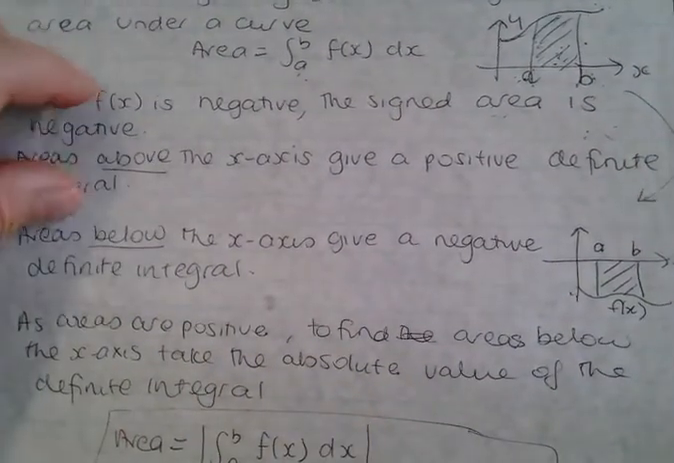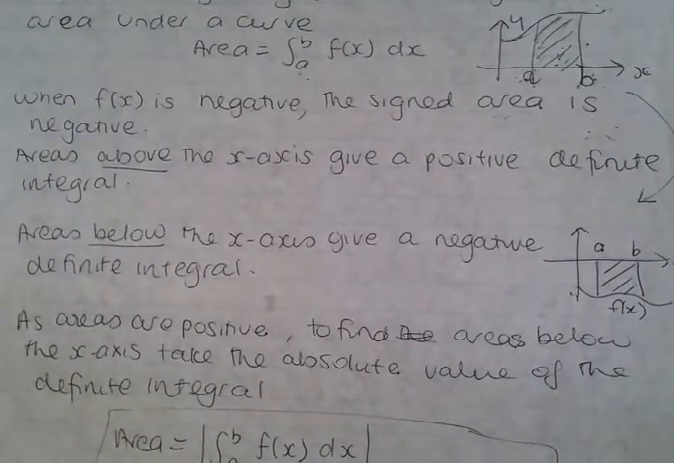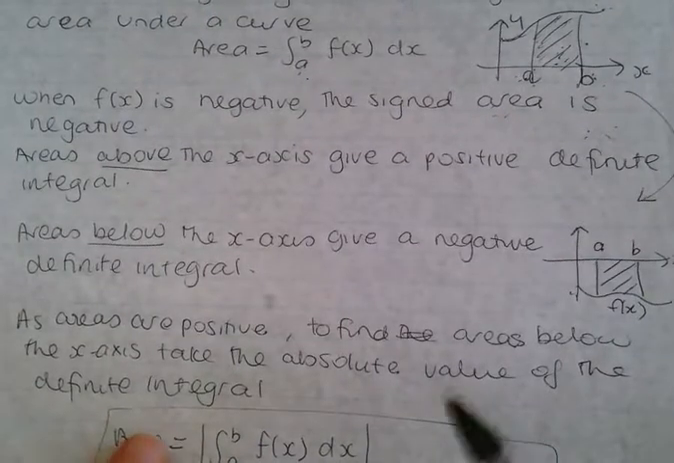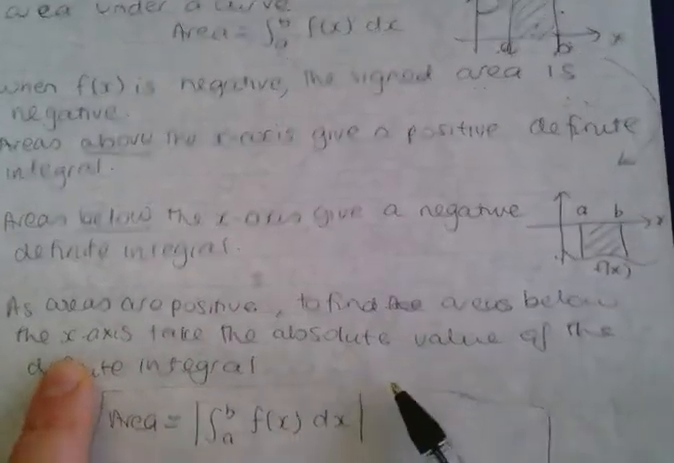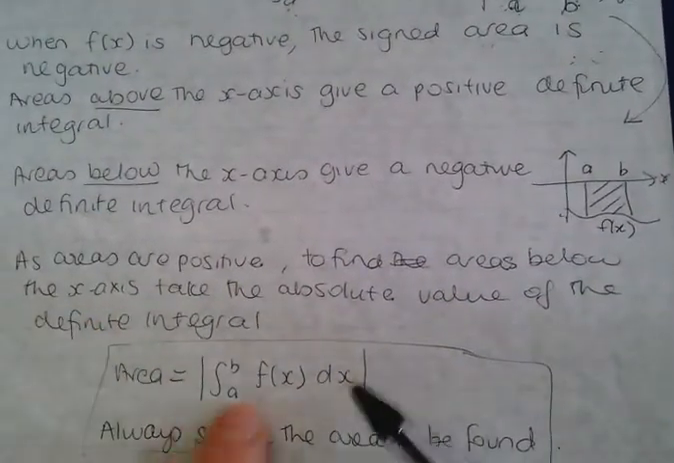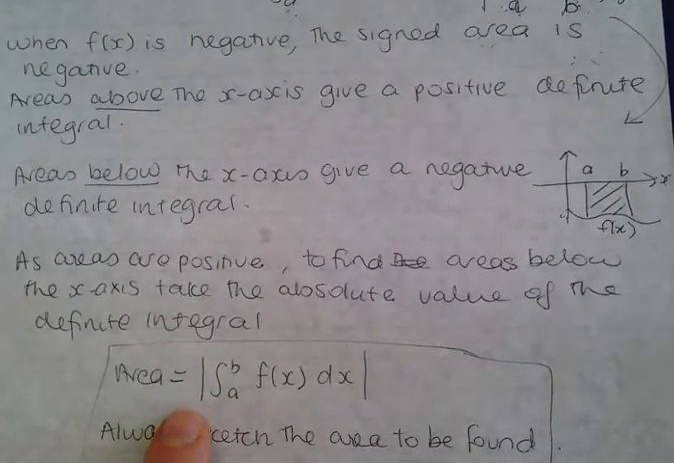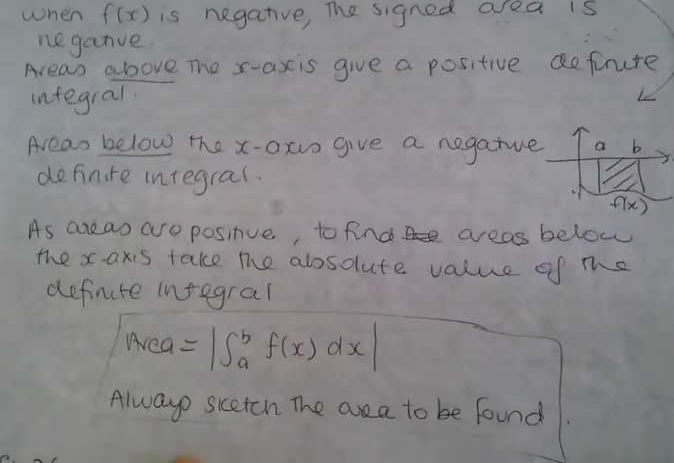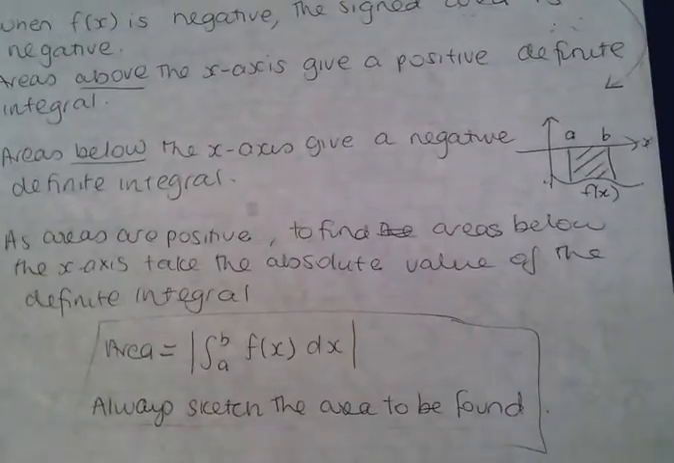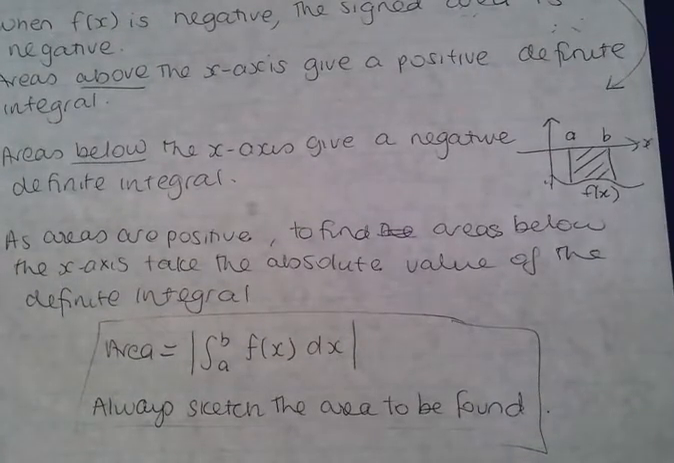Do you know why? Because the area is below the x-axis. Whenever we ask you to find the area, it's always positive, so as areas are positive, to find areas below the x-axis, you have to take the absolute value of the definite integral. And we spoke about this a little bit last time when I was talking about area. So how are you going to know, when I give you a function, whether the area is above or below the x-axis? You have to sketch the function first.